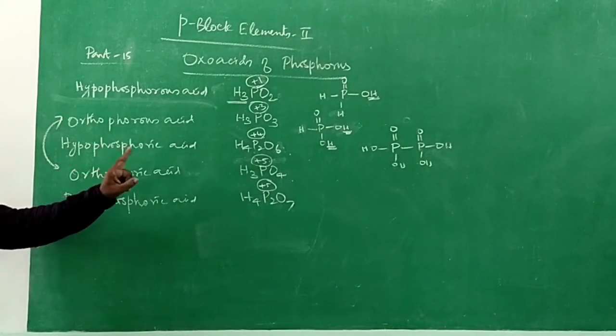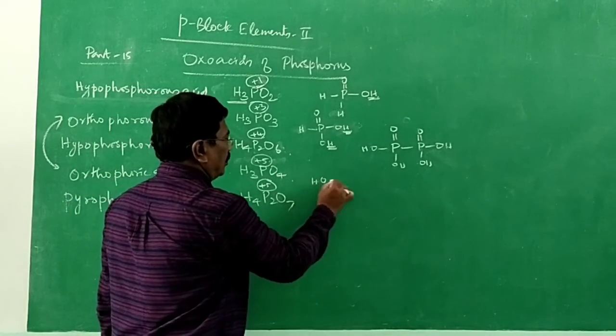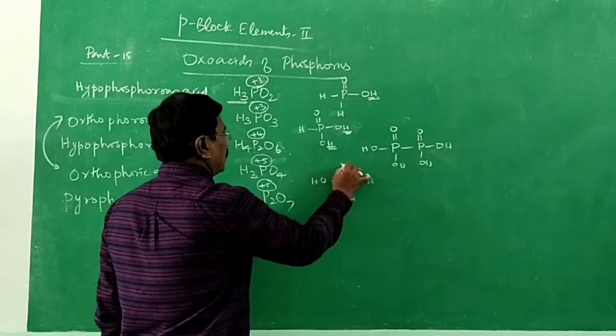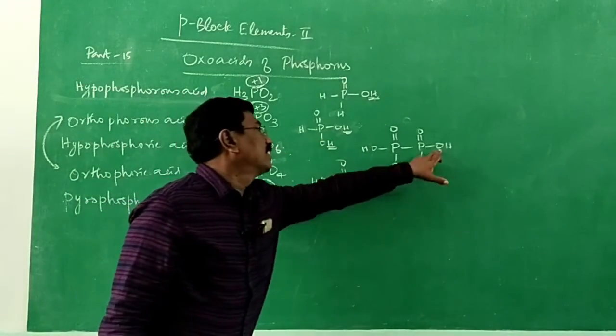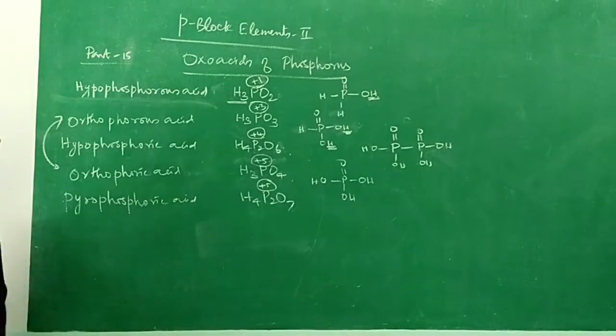Orthophosphorus and orthophosphoric: one oxygen is in excess. That oxygen will be placed here: OH, P, OH, OH, with a double bond. That's all. Orthophosphorus acid is a tribasic acid. Orthophosphoric acid is a tetrabasic acid. Phosphoric acid is a tribasic acid. All 3 hydrogens can be replaced.